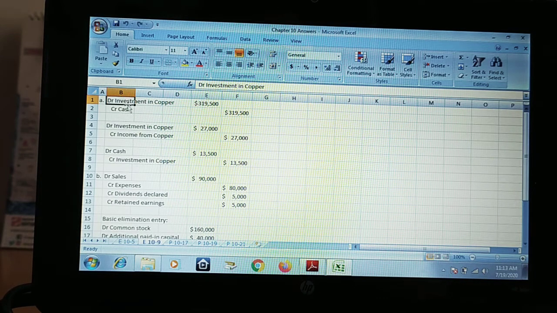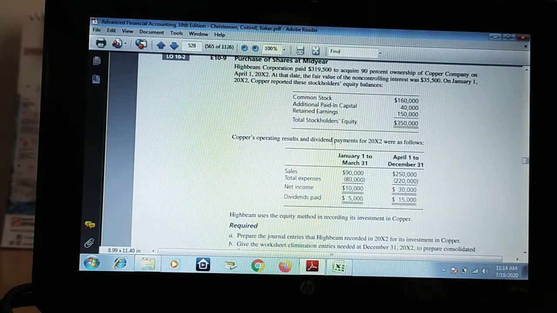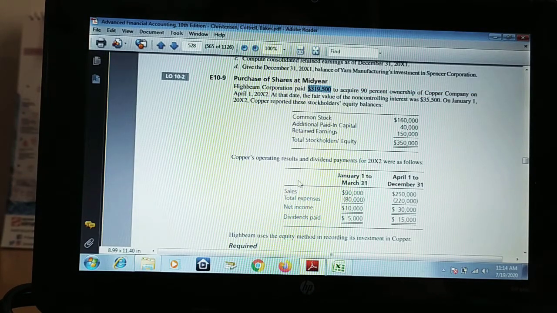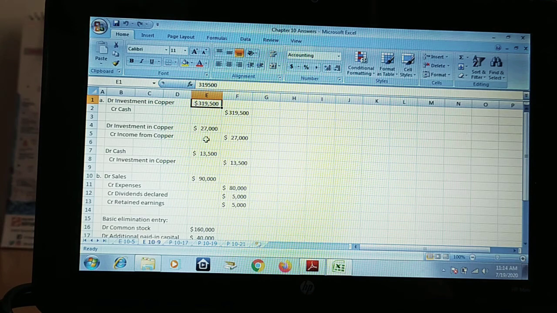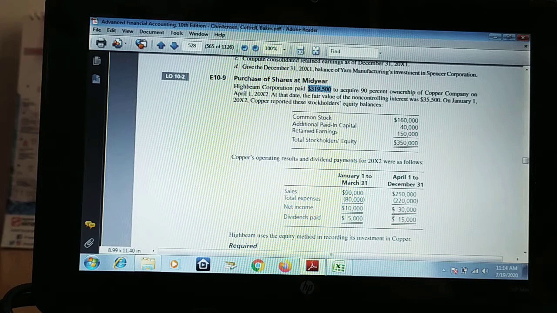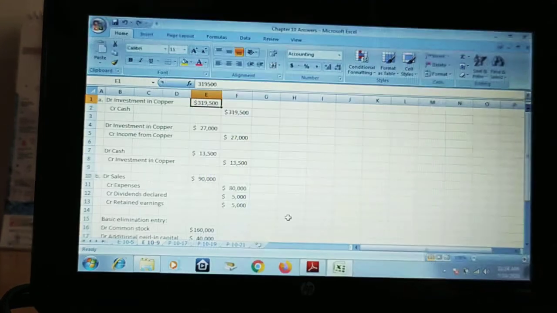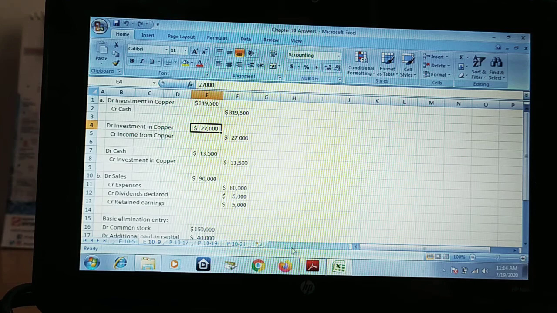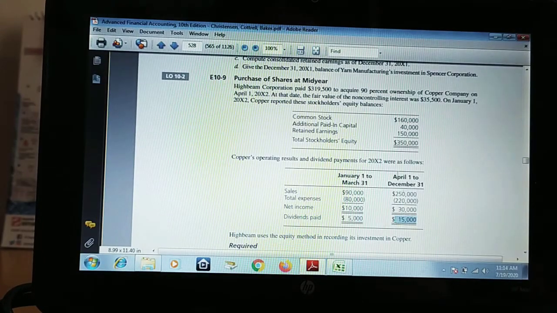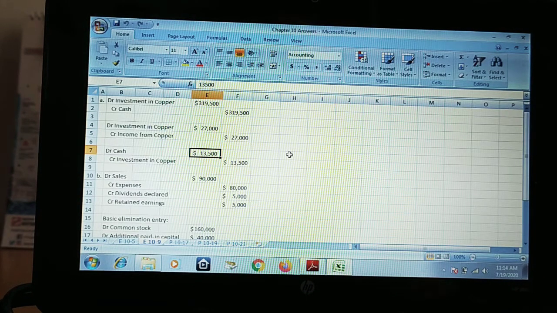Debit investment in Copper, credit cash $319,500, which is the purchase price from Hybeam. Then we record the income from Copper. What you record is 90% of 30,000, not the whole 40,000, because we only recognize the data after the combination. So 90% times 30,000 is 27,000. And then the dividends also. It is 90% of 15,000, so we record only 13,500.